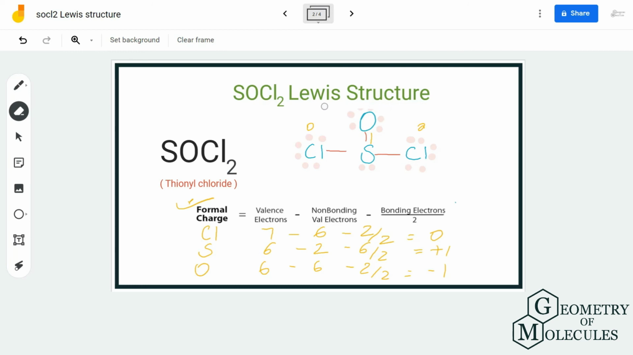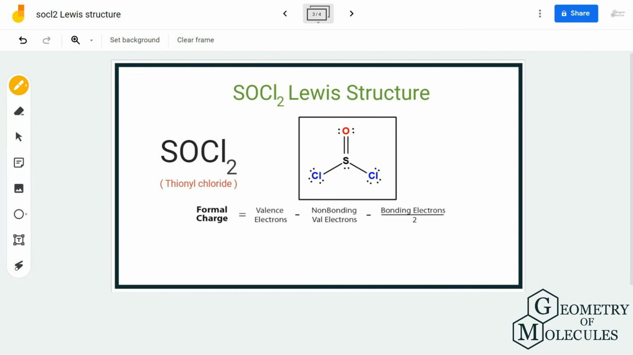Even oxygen will have a formal charge of 0, sulfur will have a formal charge of 0, and the chlorine atoms, as before, have a formal charge of 0. We can also confirm it by calculating the formal charges again, either by using this formula or the calculator linked in the description box below. And now this is the Lewis structure for SOCl2, in which sulfur forms single bonds with both the chlorine atoms and a double bond with the oxygen atom.